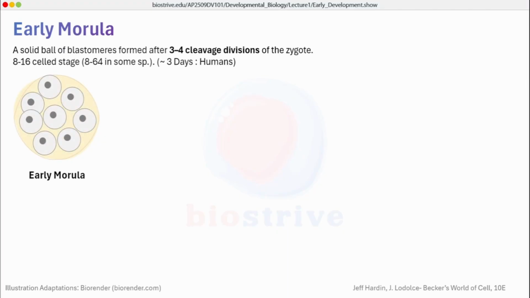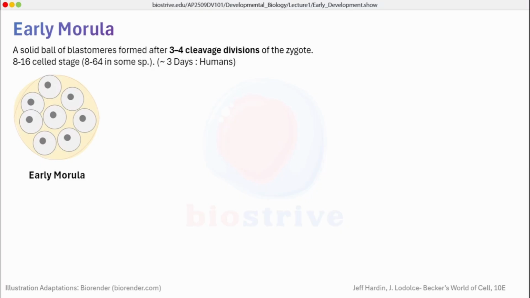So early Morula is the 8 to 16 cell stage, or in some species it can be either 8 cell stage or 16 cell stage. It can go up to 64 in some species. For humans, it is the third day of development when this early Morula stage will develop. And in case of humans, typically the 8 cell stage is termed as Morula, and it is formed after the third to fourth cleavage division of the zygote.